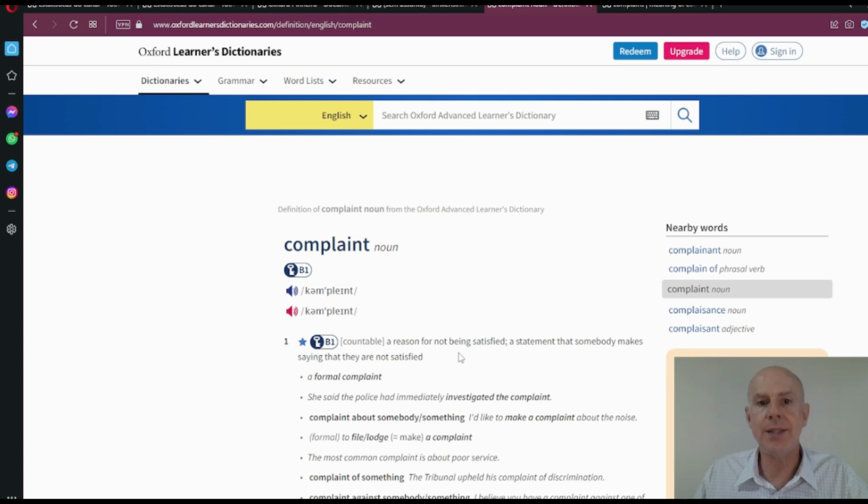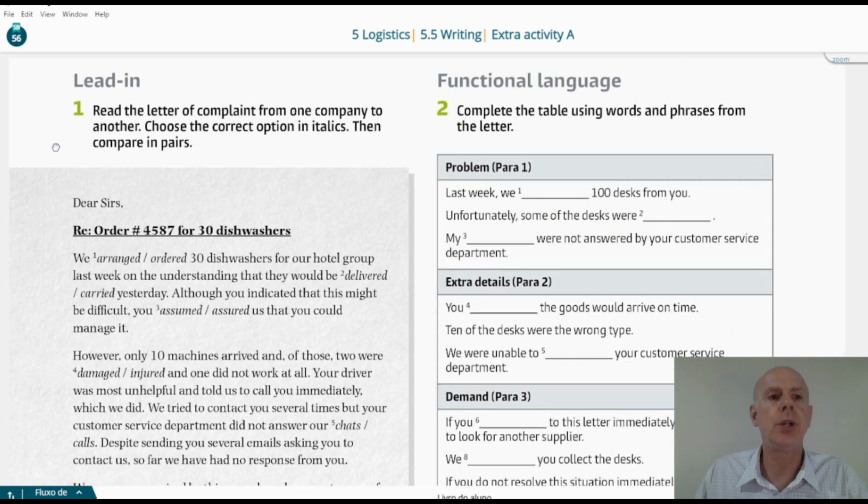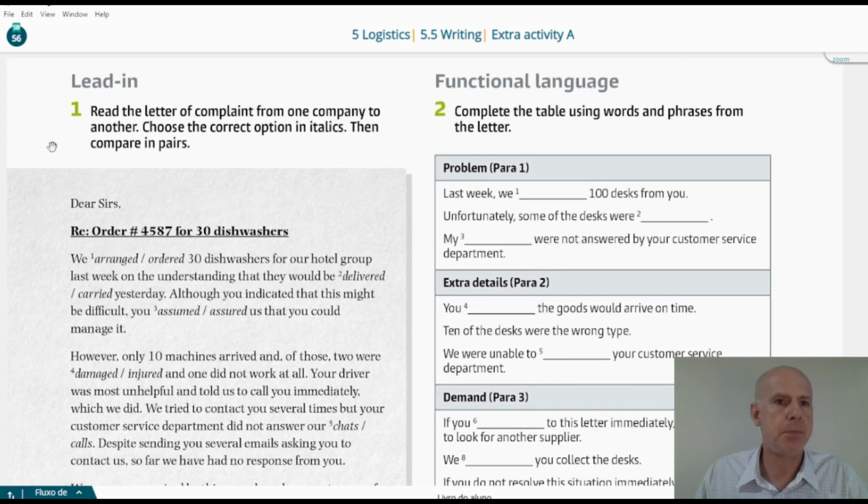So you have a reason for not being satisfied, and then it's a statement that somebody makes saying that they are not satisfied. Okay? Basically, this is it. The pronunciation? Complaint. And in American English? Complaint. Basically the same, right? All right. So let's see how to show that we aren't happy with the service. We have the first exercise here.